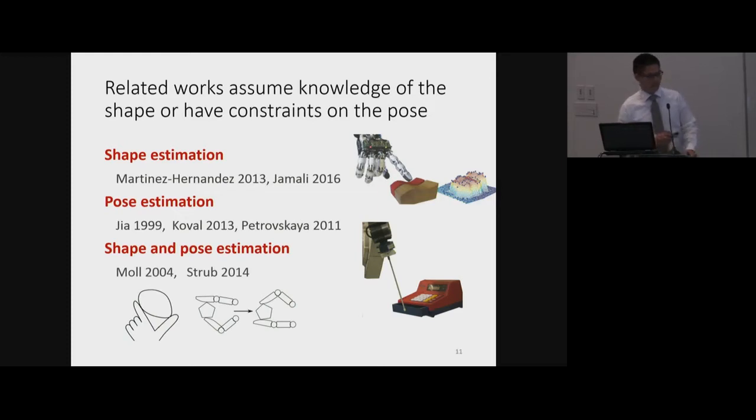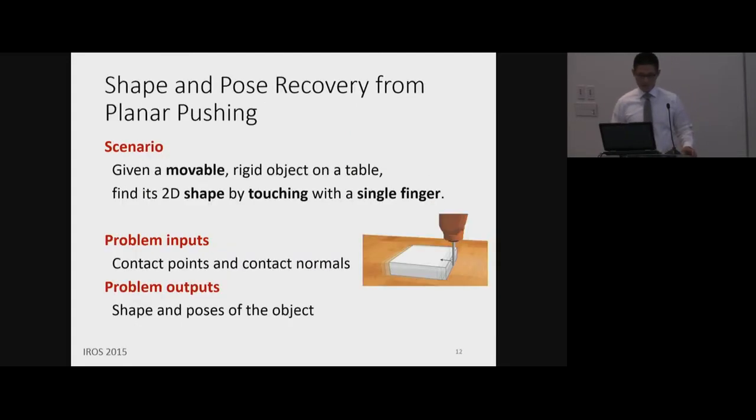Here are some related works that do tactile sensing on objects. There are shape estimation, pose estimation, or shape and pose estimation. They all assume some knowledge of the shape or have some constraints on the pose. For example, Straub in 2014 is most similar to our work, but it constrains the object to pin down the rotational axis.